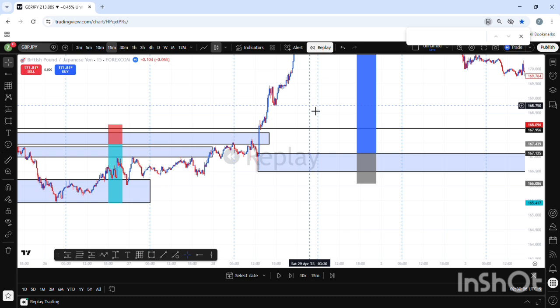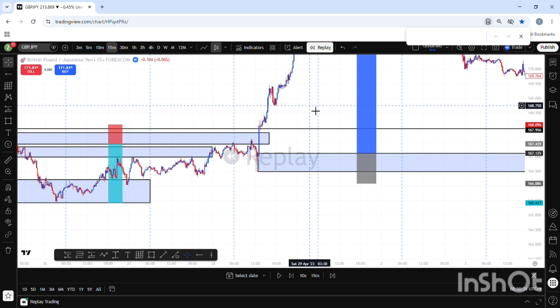For the first entry, at least it has gone well. For someone who was waiting for it at our original order block, let me show you. If you were waiting for the market here, the market would have left you because actually where my horizontal ray is was the supply zone, the extreme level of the supply zone.